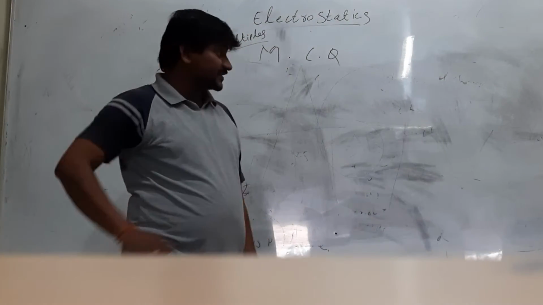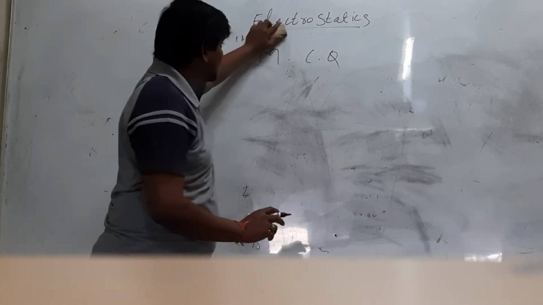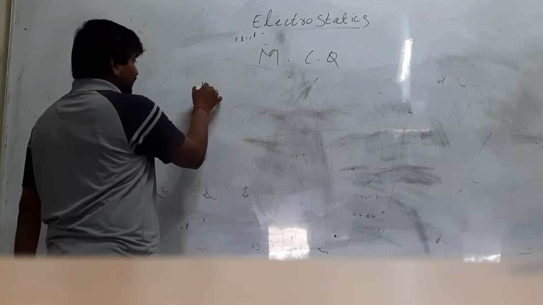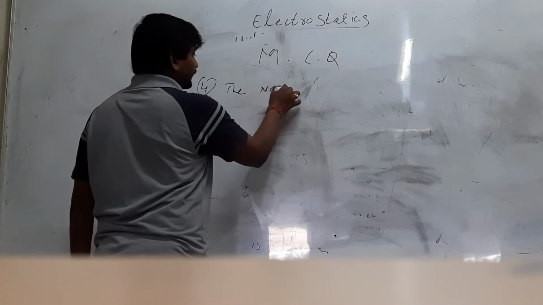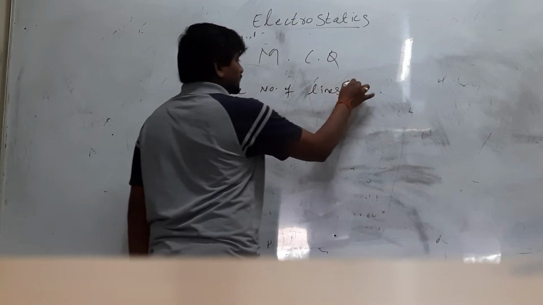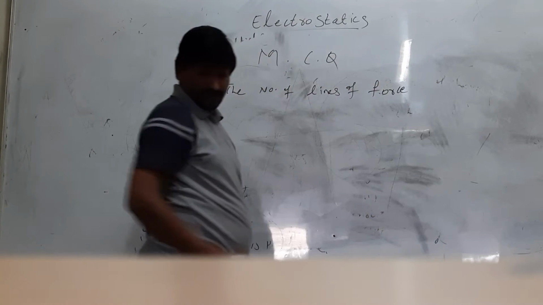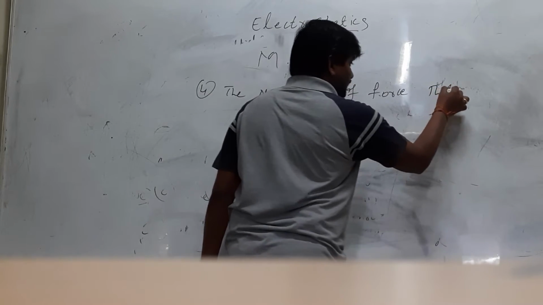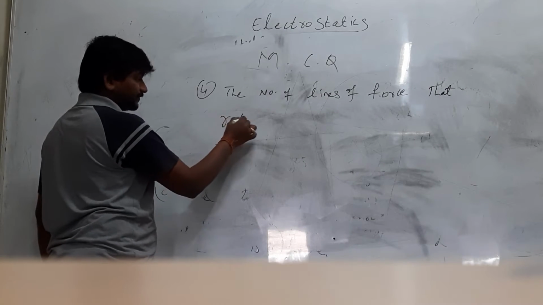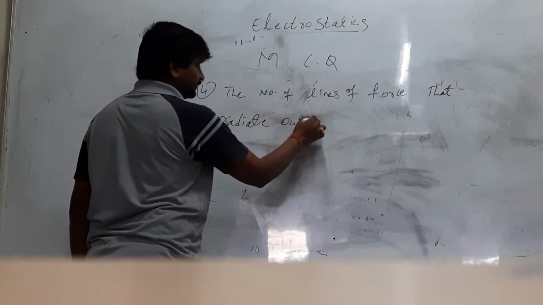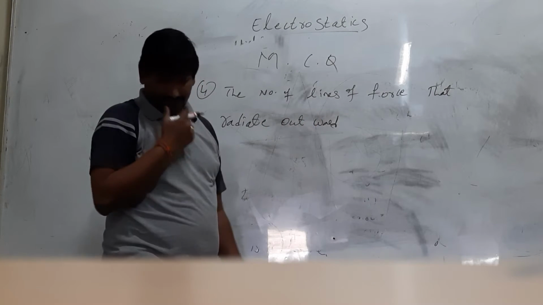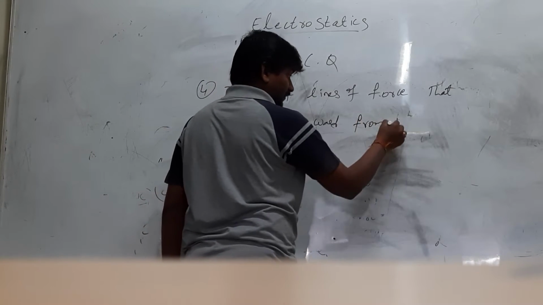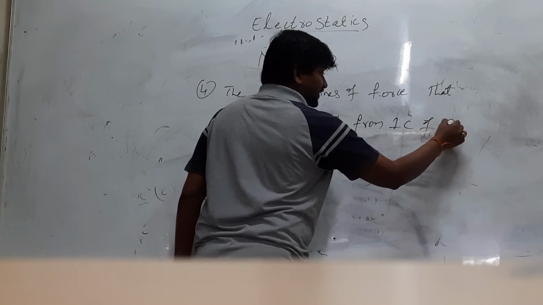Next question we are going to discuss in MCQs as a part of revision of electrostatics. Question number 4: the number of lines of force that radiate outward from 1 coulomb of positive charge.